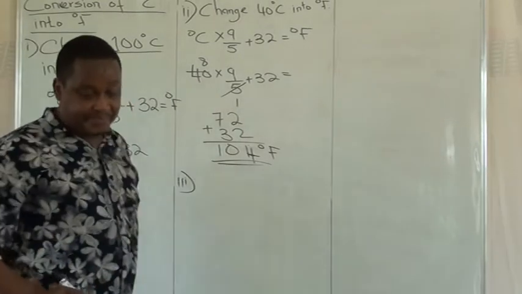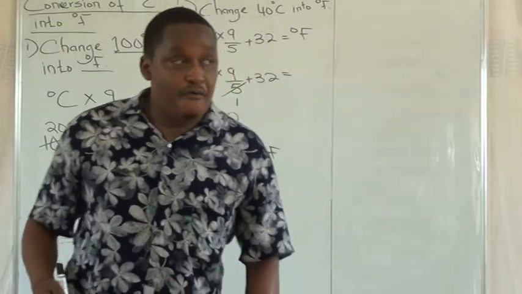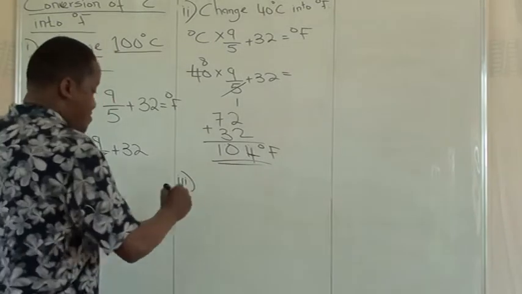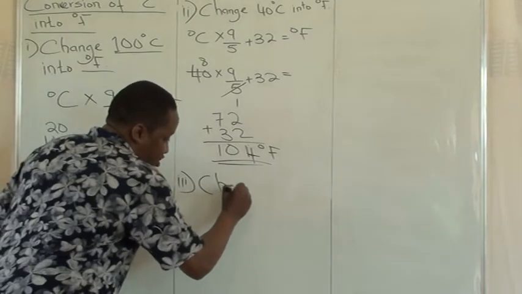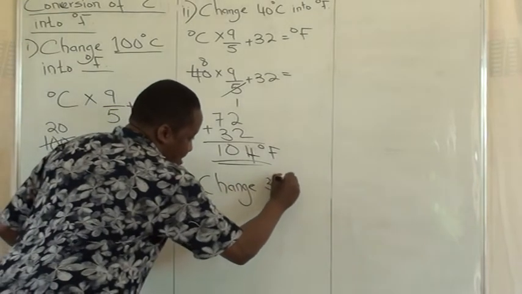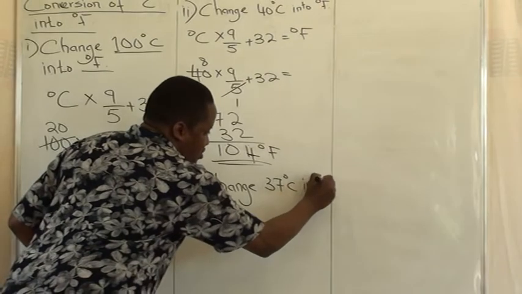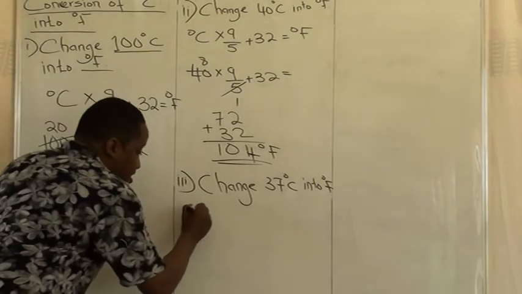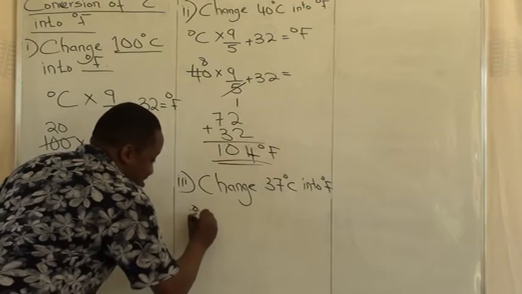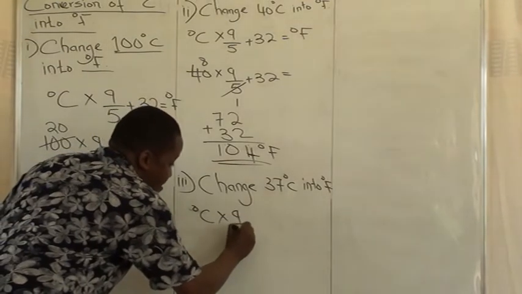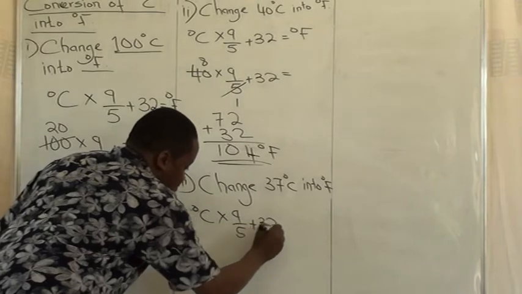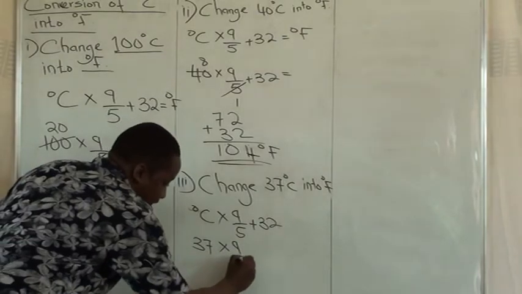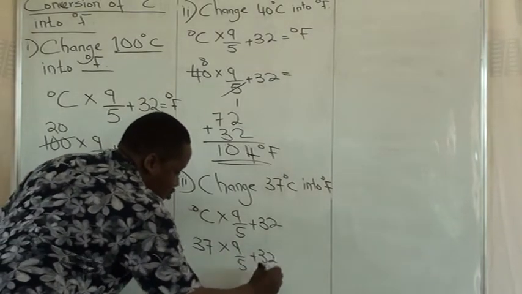Example number 3. The temperature of a normal human being. The body temperature of a human being is 37. So let us change 37 degrees centigrade into degrees Fahrenheit. Always remember the formula, which is degrees centigrade multiplied by 9/5 plus 32. So here we have our 37. You multiply by 9/5 plus 32.